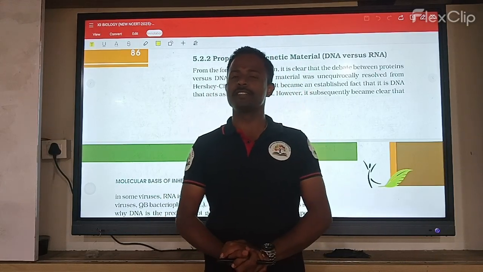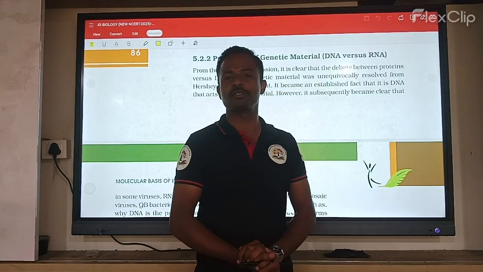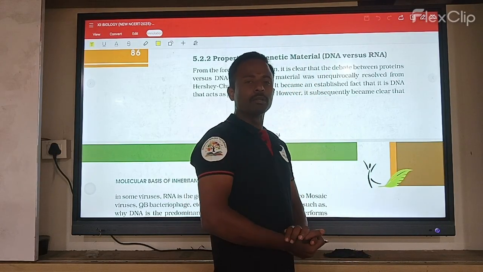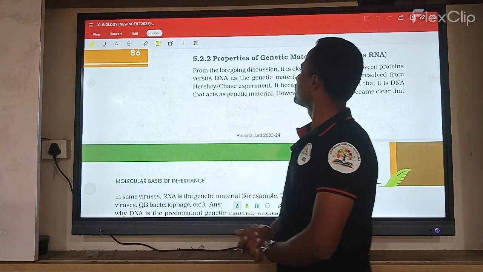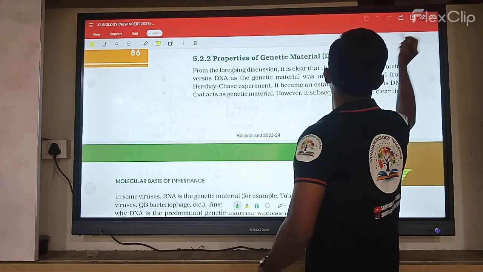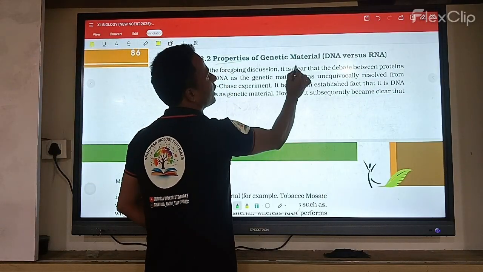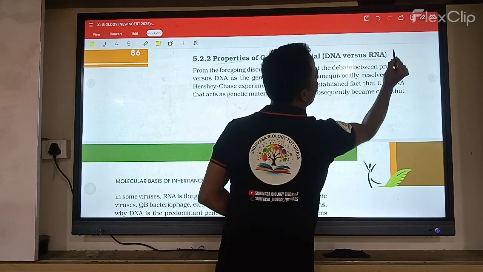For this session we discuss NCERT class 12, the chapter Molecular Basis of Inheritance, part 5, that is Properties of Genetic Material: DNA versus RNA.